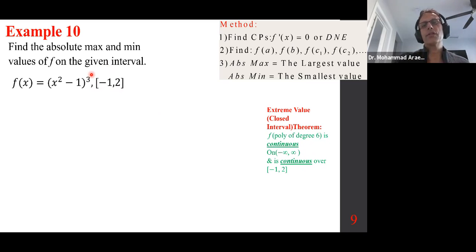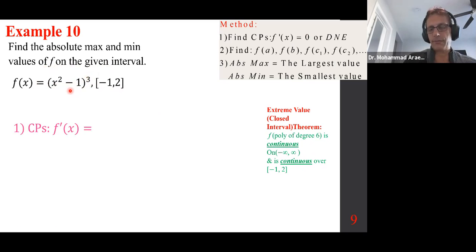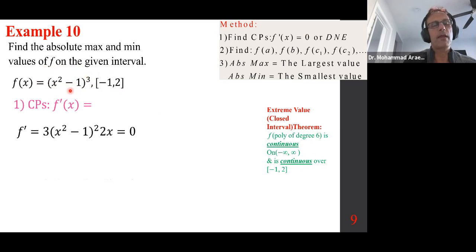So y is degree 6, 2 times 3. Now we're going to go with the first step and find f prime of x. So we bring the 3 in front, same thing, being raised to the power of 2, by the chain rule times the derivative of x squared minus 1, which is 2x. We set that equal to 0. Remember, we want two things: f prime is 0, f prime doesn't exist.